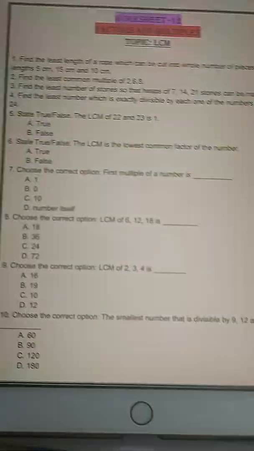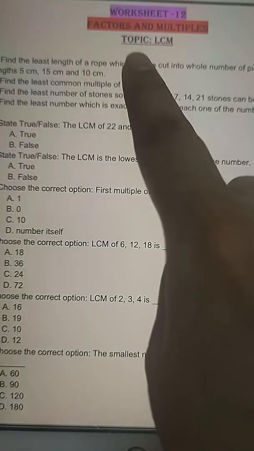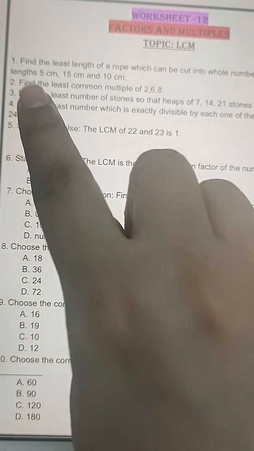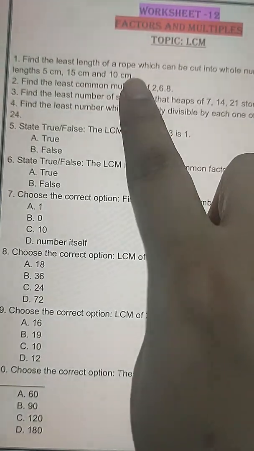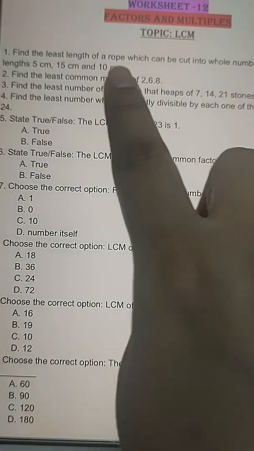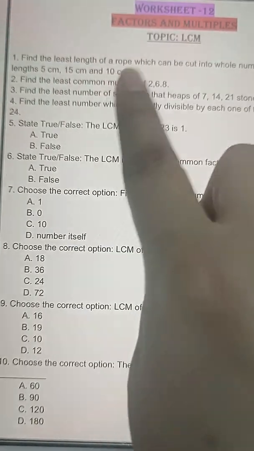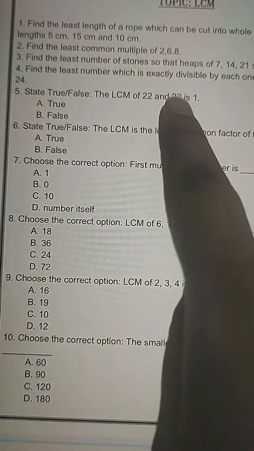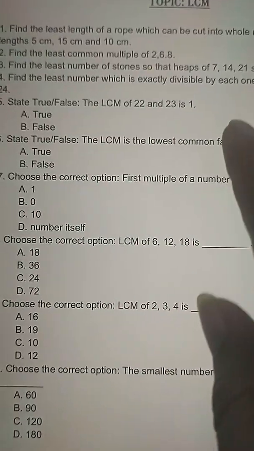Let us discuss. Now, find the length of the rope which can be cut into a whole number of pieces. Length 5 centimeter, 15 centimeter, 10 centimeter. Please remember that you have to write the statement of the question. You have to find the least length, so it is related to minimum, and when the word minimum is written, please remember that you have to find the LCM only.